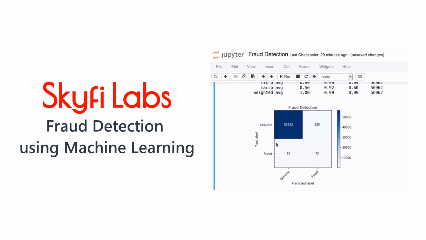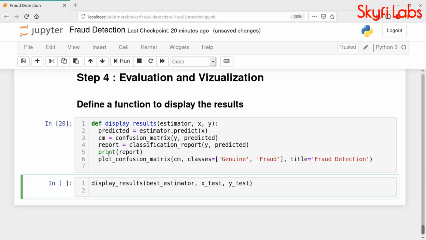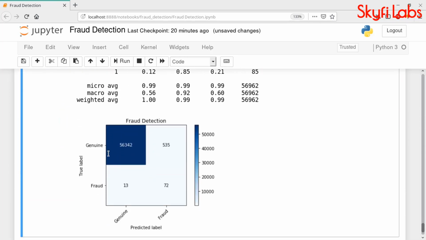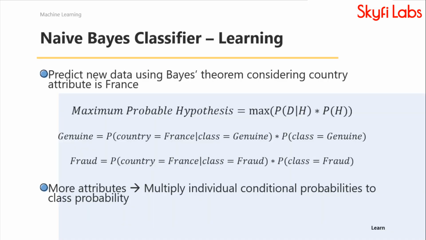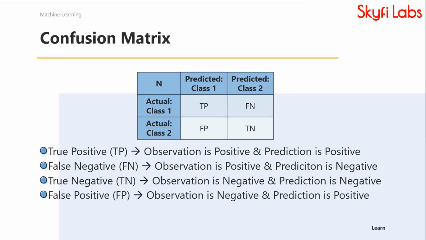In this course, you will develop a machine learning model to predict fraudulent credit card transactions. You will develop this project by applying classification techniques on an existing credit card transactions dataset. As part of the course, you will learn about Gaussian naive Bayes algorithm, feature selection, and confusion matrix.